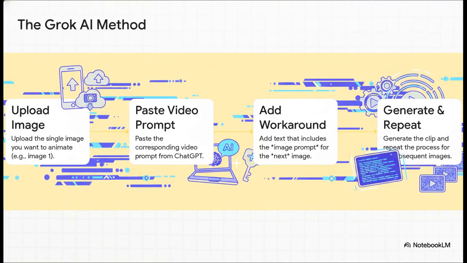Okay, now for the 100% free method using Grok AI. The process here is a little different, but just as easy once you know the trick. You'll upload your first image, you'll paste in the video prompt from ChatGPT, but then you're going to add one extra line of text. This is the workaround, and it's what makes the whole thing work.